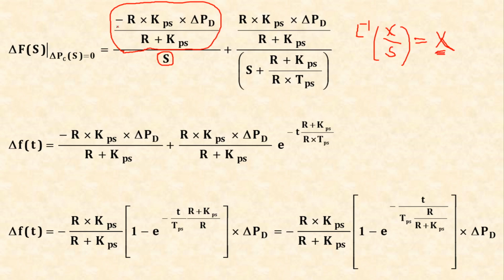So, I will simply write minus r into kps into delta pd upon r plus kps. Clear? So, this is the value of constant. Now, this is the Laplace inverse of this particular term. Now, we have to find out the Laplace inverse of this other term.